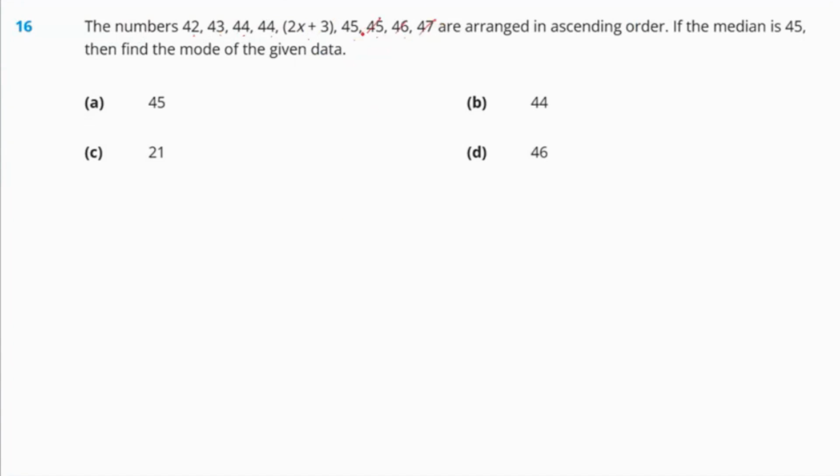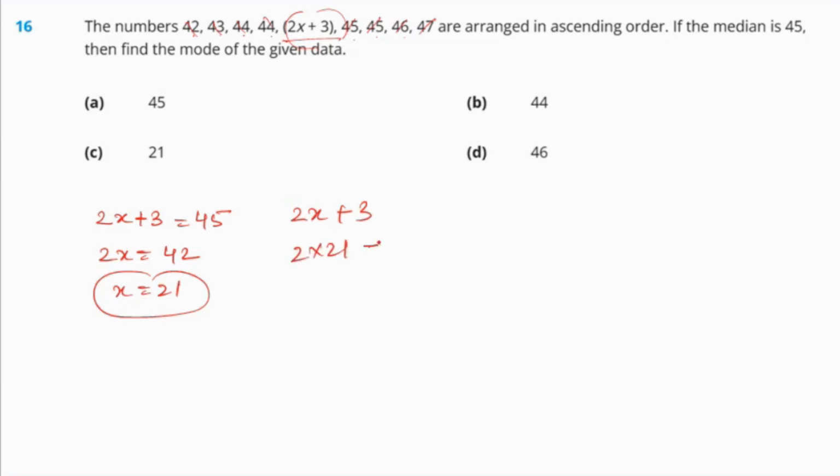So 1, 2, 3, 4 from this side, 1, 2, 3, 4 from this side, this should be the median term, which is 2x plus 3. And that is equal to what? 45. So 2x is equal to what? 42. And the value of x should be what? 21. So the value of this term, 2x plus 3, needs to be 2 times 21 plus 3, and that is already given to us, which is 45. Correct.